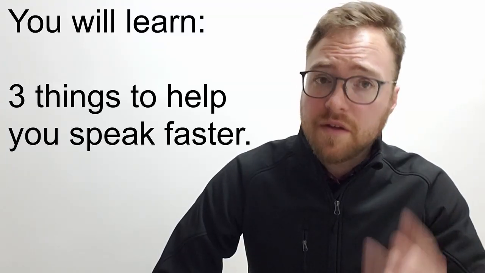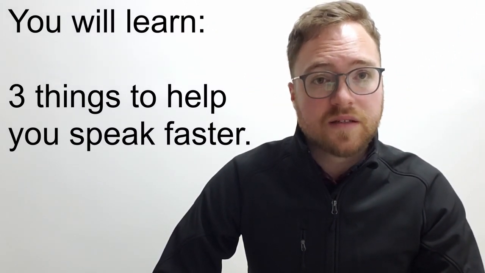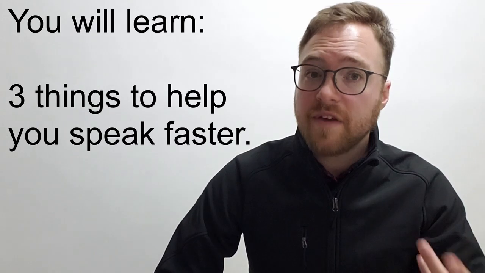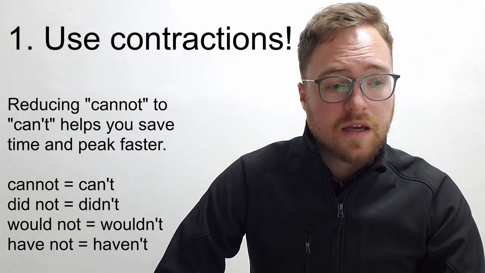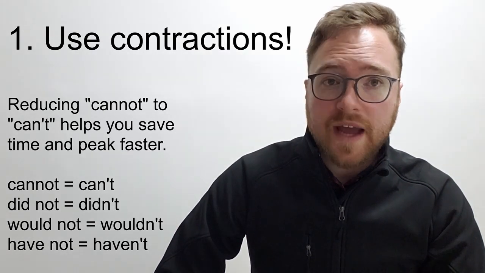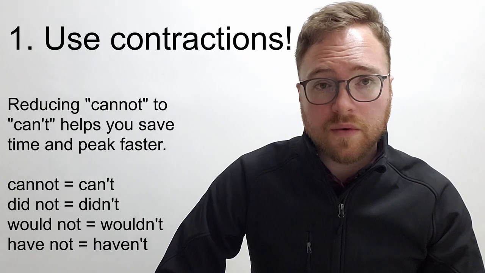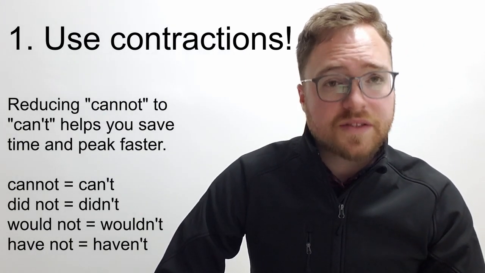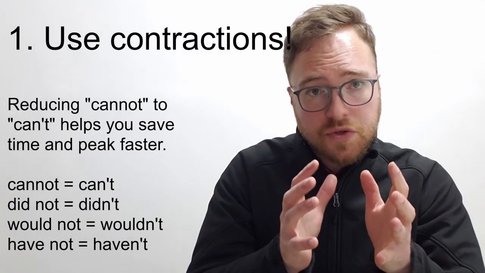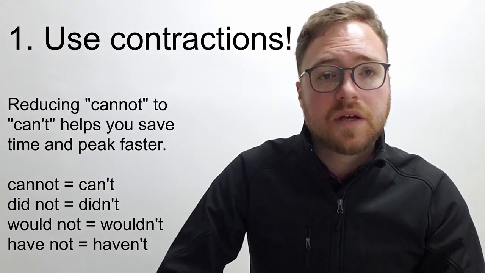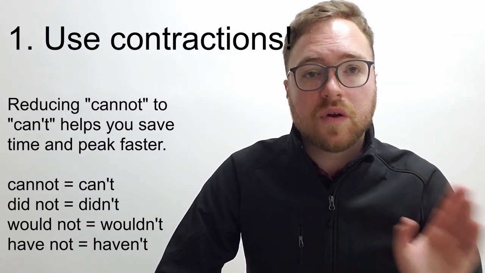Today we'll discuss 3 things that will help you improve your speaking speed, and you will be able to talk faster. The first thing that we're going to talk about today is using contractions. I know that this seems like a very simple hint or tip, but a lot of my students in particular know that they should contract the word or shorten the word, but they still say the 2 separate words.